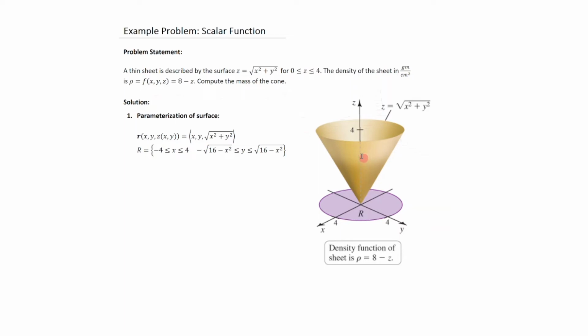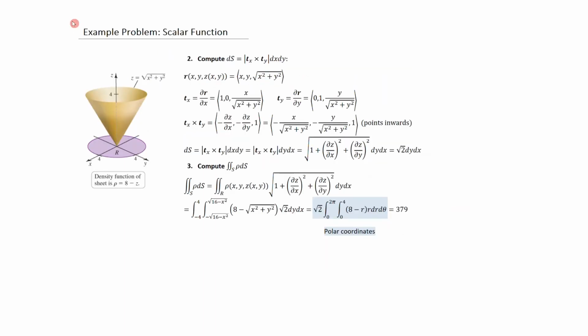So this is a surface density of mass on this cone, and we want to know what the total mass of this cone is. So again, step 1 is parameterization of the surface, and that's just going to be position x, y, and z is a function of x and y. We know what the z value is. It's just the square root of x squared plus y squared. So here's our position vector. And the region over which this occurs would be from minus 4 less than or equal to x less than or equal to 4. And for y, it's between minus the square root of 16 minus x squared and the positive square root of 16 minus x squared. And so this defines this purple region. This purple region is nothing more than the projection of this surface area onto the xy plane. So step 1 completed. All right, so let's continue on.